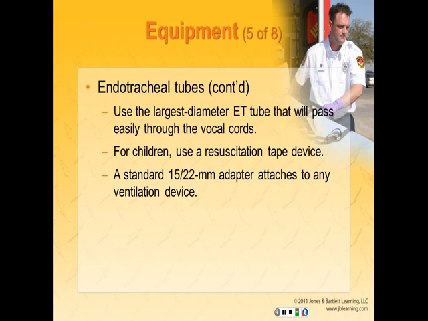The size of an ET tube is specified by the measurement of the inside diameter of the tube. The proper size tube for adults ranges from 7.0 to 8.5 millimeters. For the most efficient use, the largest diameter ET tube that will pass easily through the vocal cords. For children, it is best to have a chart or length-based resuscitation tape device to help you with sizing the tube. A standard 15/22 millimeter adapter attaches to any ventilation device, and make sure that it is securely pushed into the tube so that it does not pull off as you ventilate the patient.